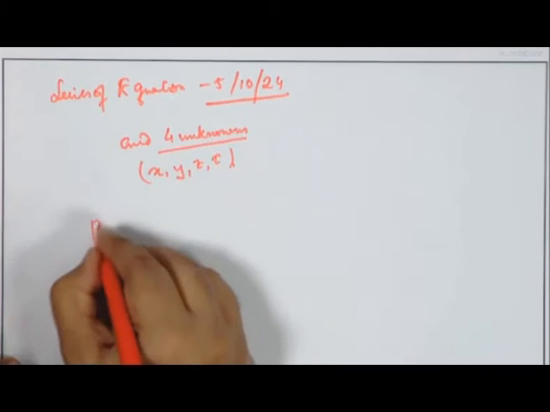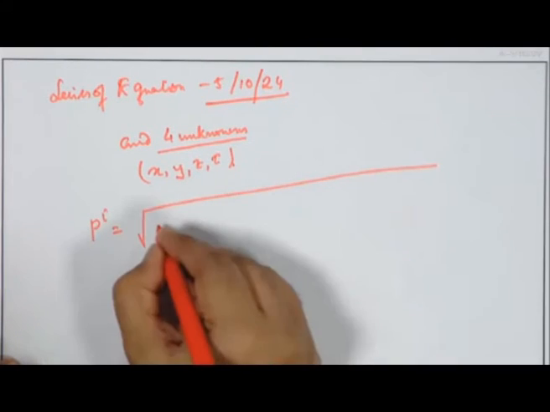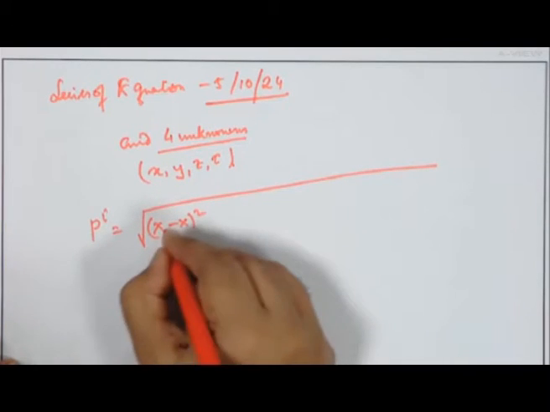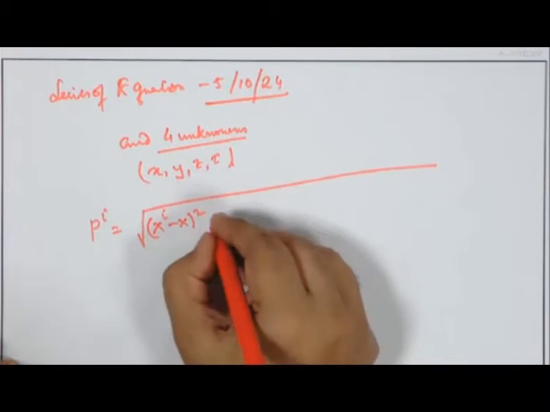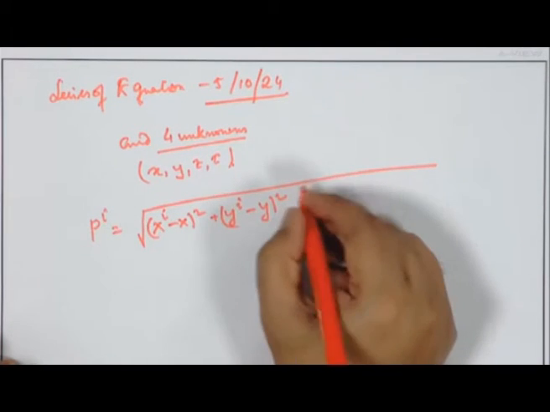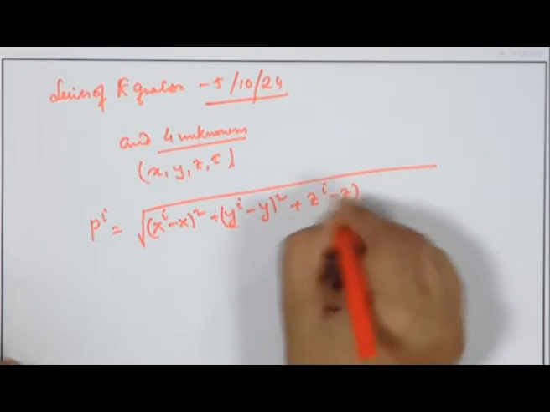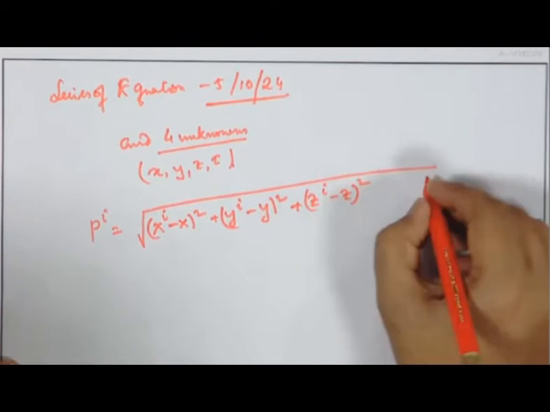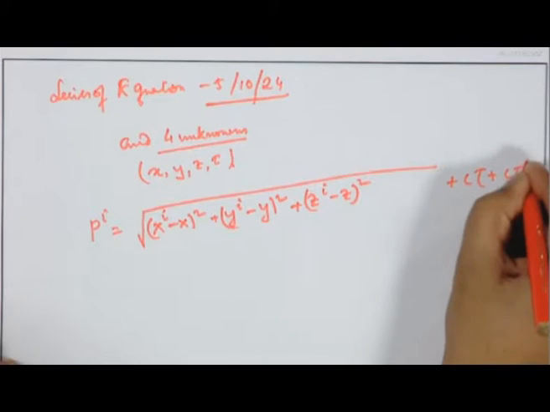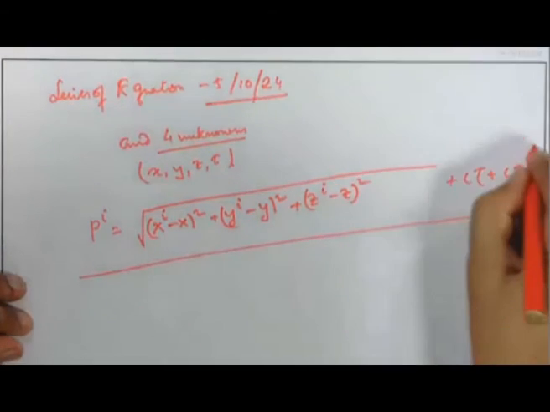And equation Pi, again I am writing it, although it is written there: the square root of (xi minus x) squared plus (yi minus y) squared plus (zi minus z) squared plus c tau. So these are the series of equations we have.